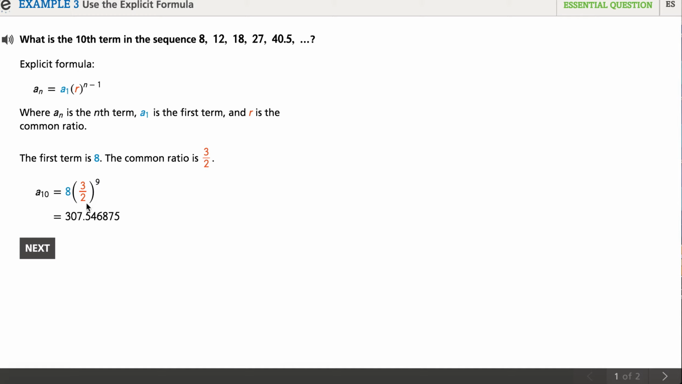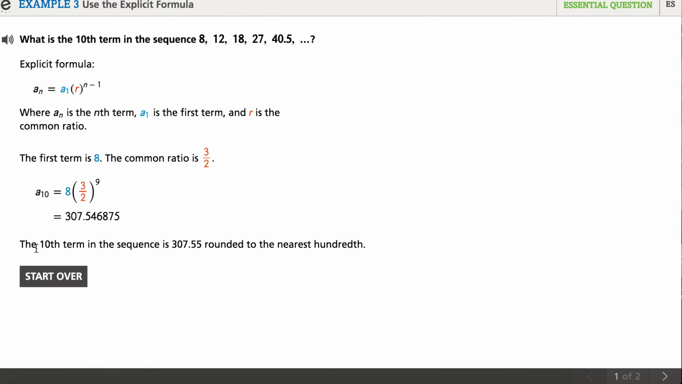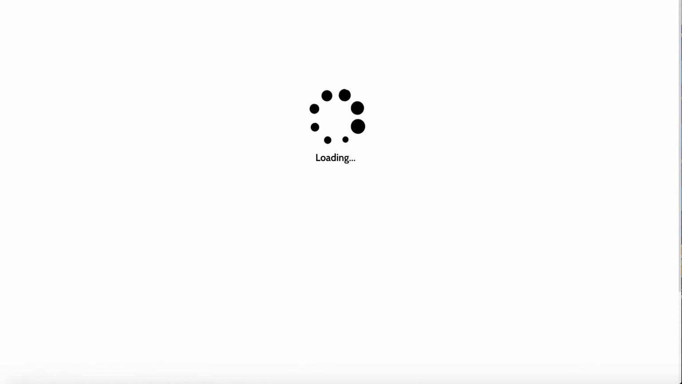And the number is 307.55, rounded. Yeah, 55. The 10th term in the sequence is 307.55 rounded to the nearest hundredth. Let's go to the next one.